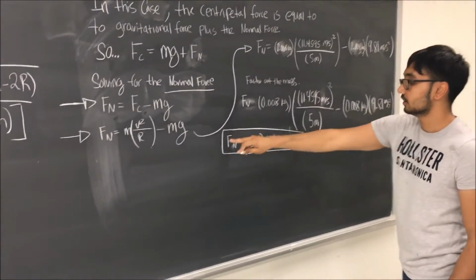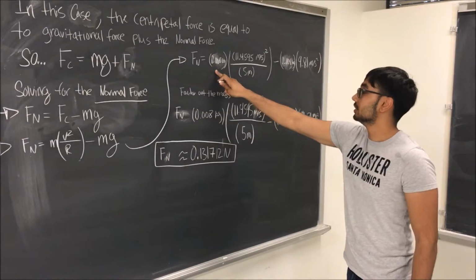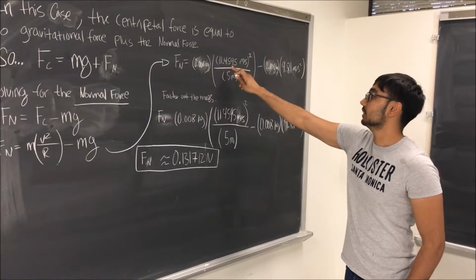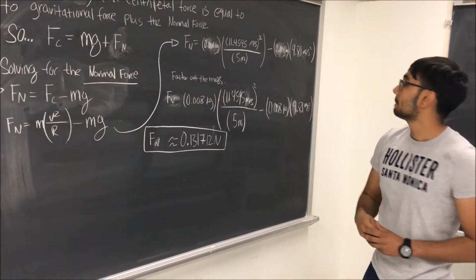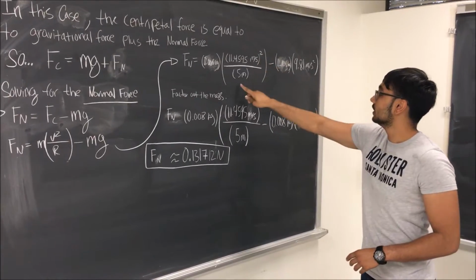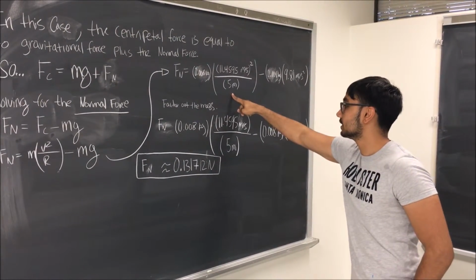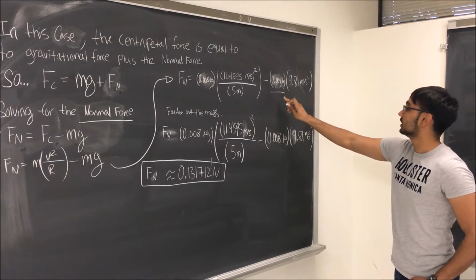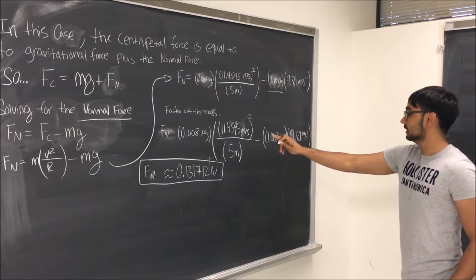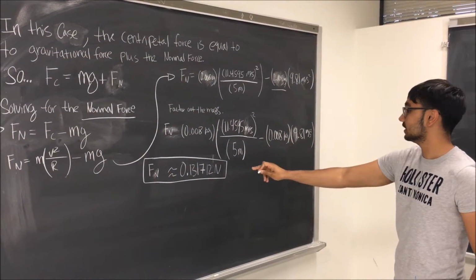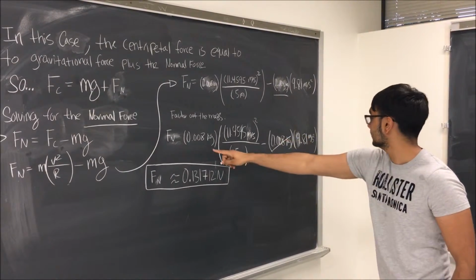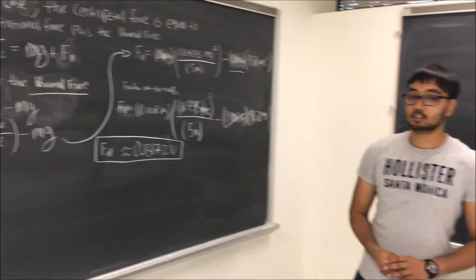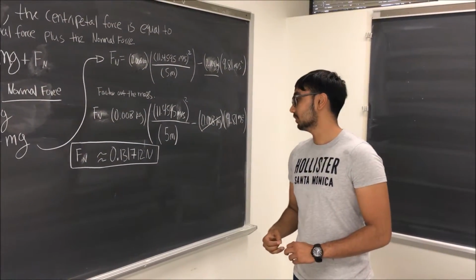So we come here, we plug in all the numbers. For mass it's 0.008 times the velocity, 11, which we got from part 1, and we square that, over the radius, which was 5 meters. We can factor out the masses, 0.008 from here and 0.008 from here. We can factor that, and then Fn is equal to 0.131712 newtons.